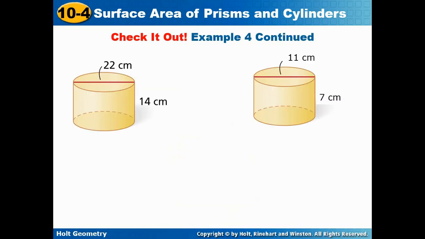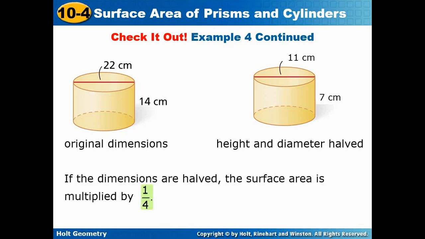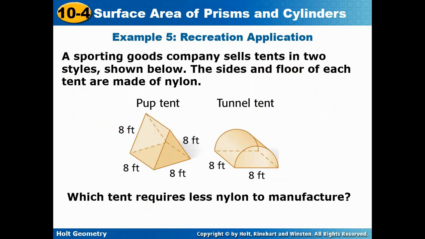Here also, this is the original one with the original dimensions, and this is the new one, with the new height and new diameter. They are multiplied by one half. Now what will happen with the area? Can you guess, please? If the dimensions are halved, then the surface area is multiplied by 1 over 2 squared, which is 1 over 4. This is the effect on the area.